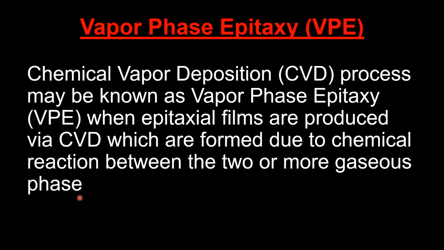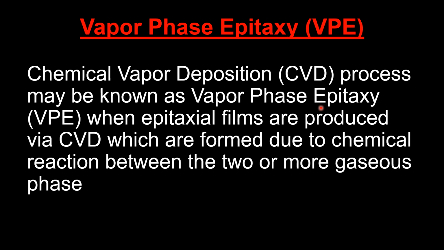Basically, in the chemical vapor deposition process, the chemical reaction between reactant gases or precursor gases takes place on the surface of the substrate. And due to the chemical reaction on the surface of the substrate, if we achieve epitaxial thin films, then such a process is known as vapor phase epitaxy. Please note that the word epitaxy means oriented and well-directed thin films.